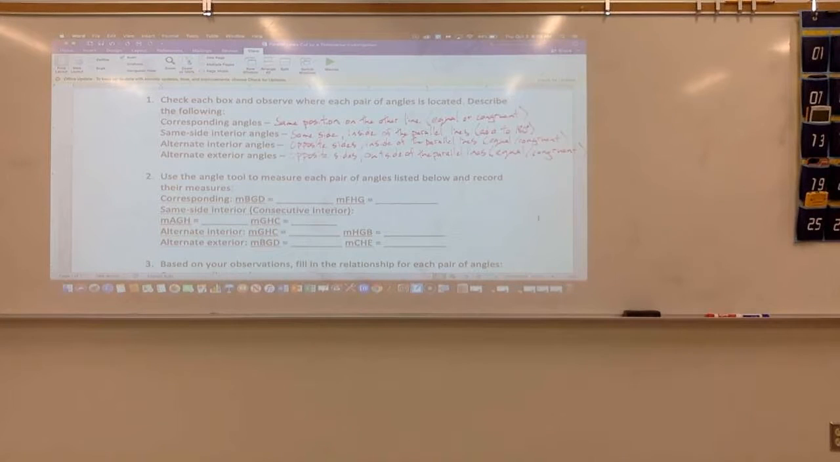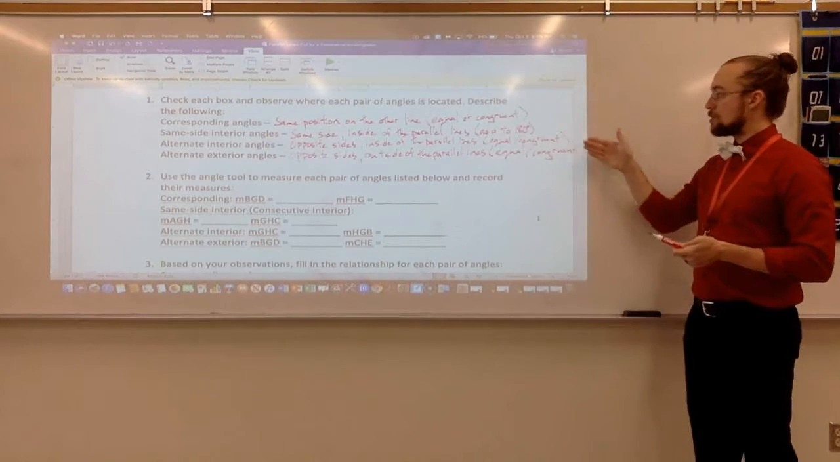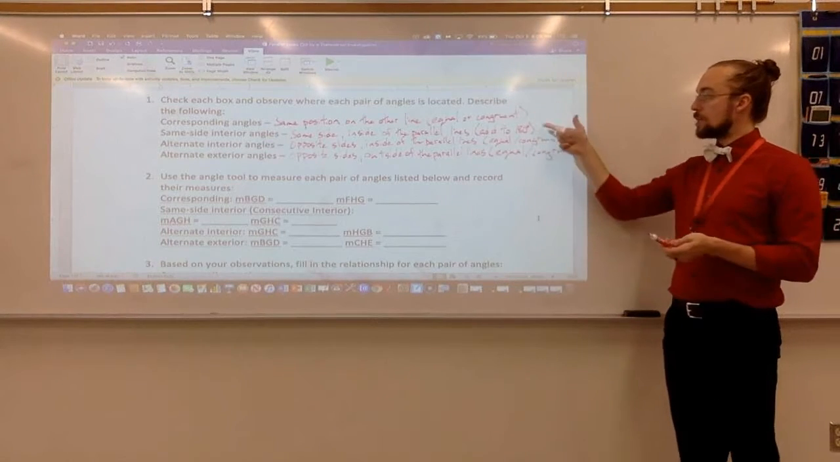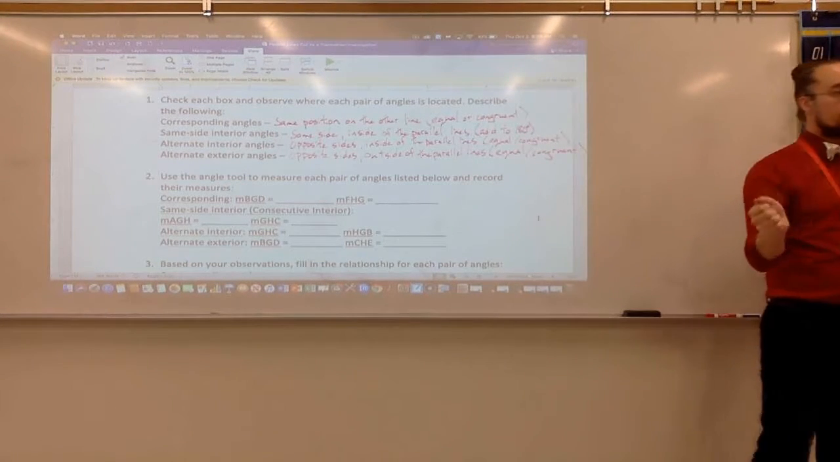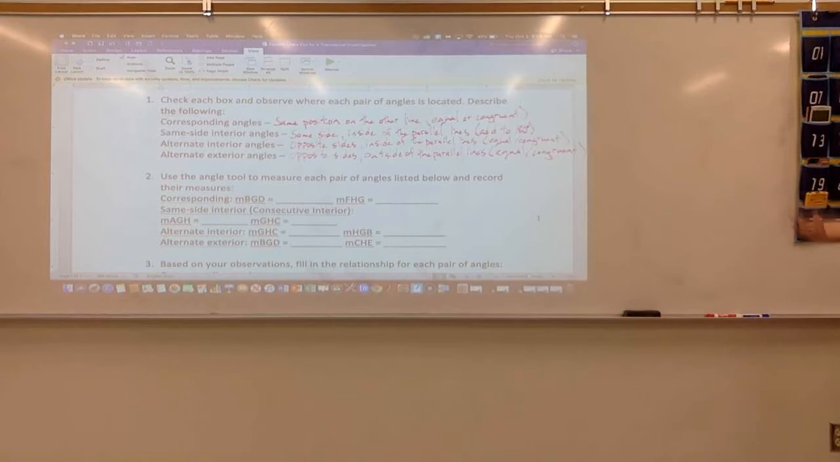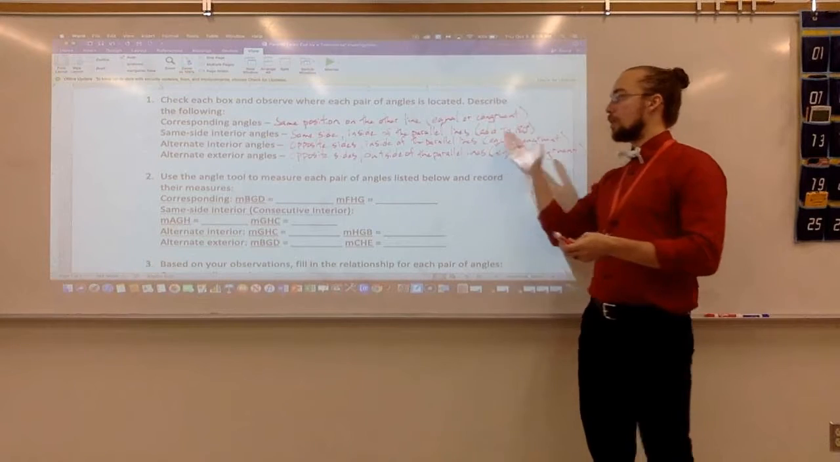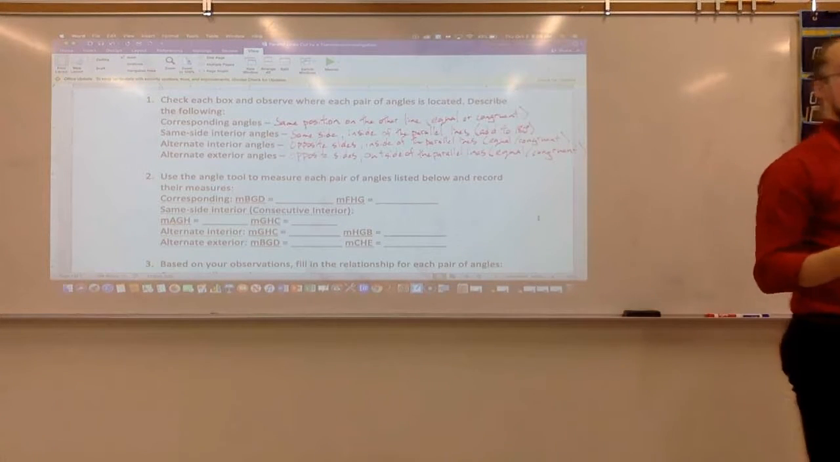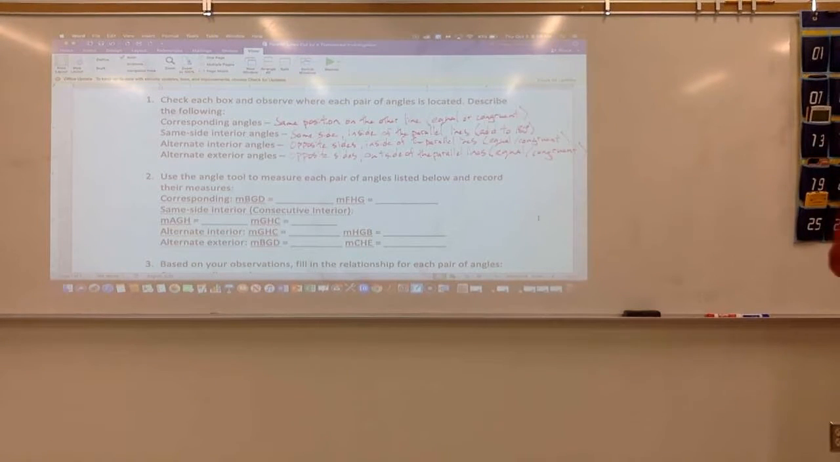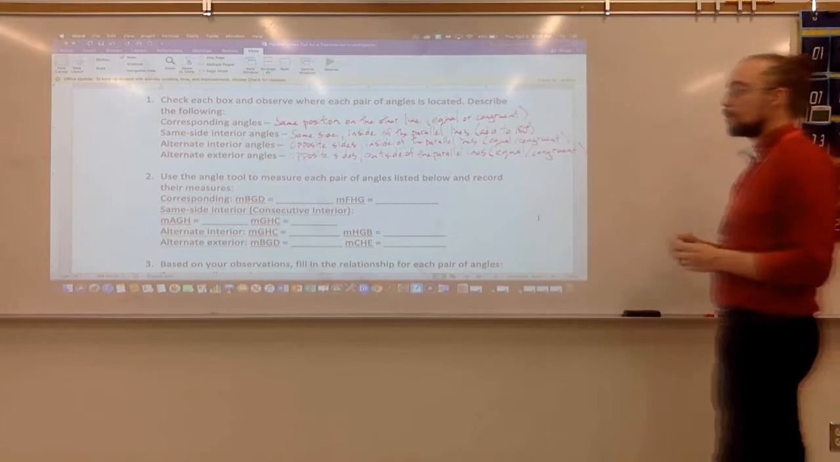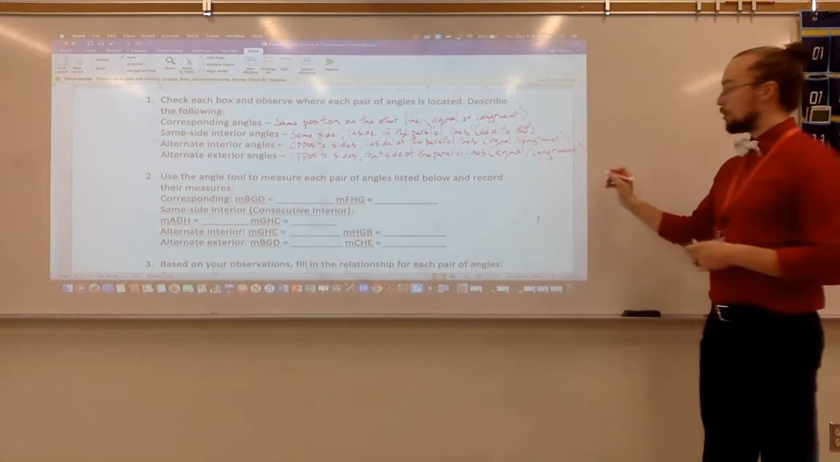Okay, so we've got our relationships. Do those equal ones and the ones that add to 180, do those relationships remain the same if I move one of the lines? Are alternate exterior angles still equal? Are corresponding angles still equal? Are consecutive interior angles still supplementary? Yes, right? So these relationships hold no matter how this figure is drawn, right?